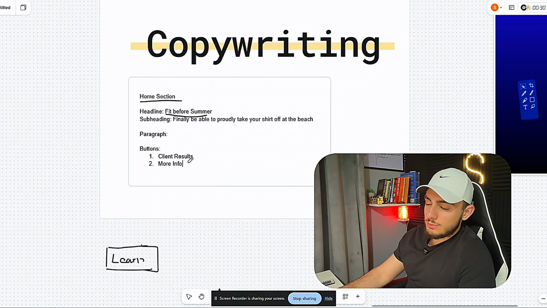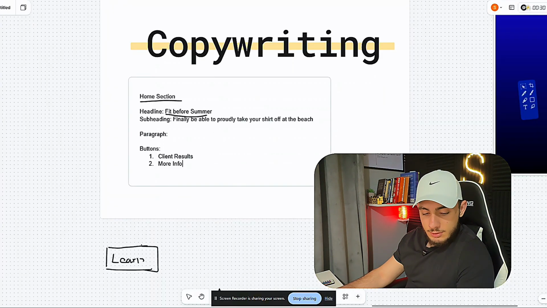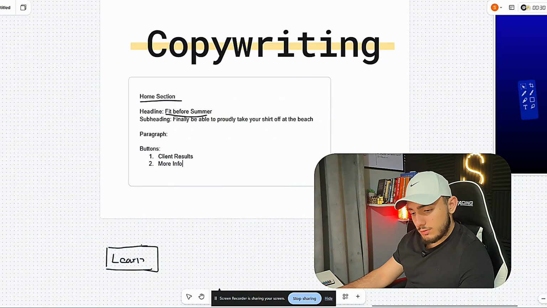And then you have buttons, and basically this is the actions you want people to take. And then you do this for each of the sections. Very, very clear. No need to overcomplicate it.